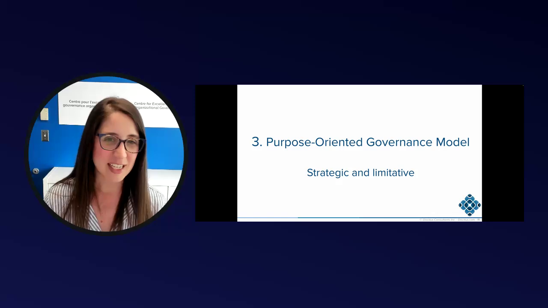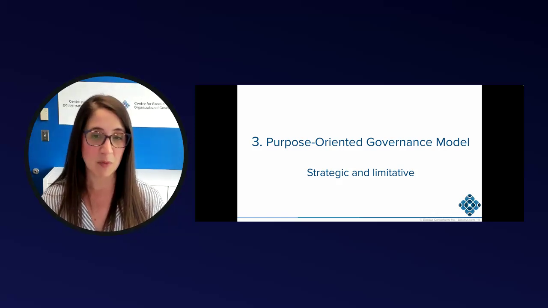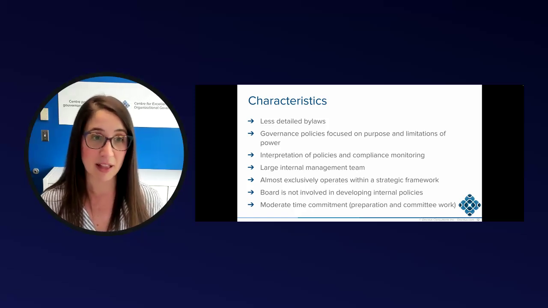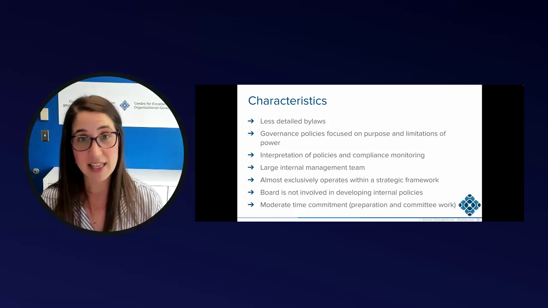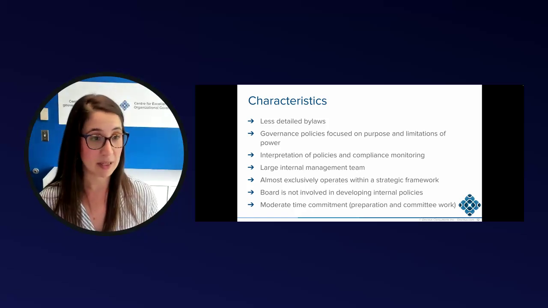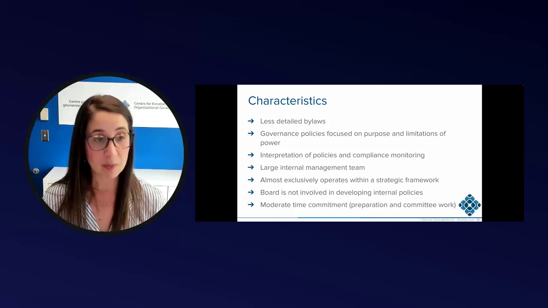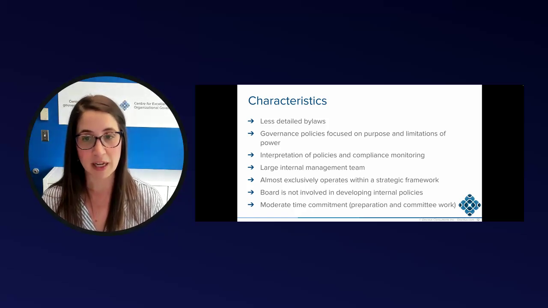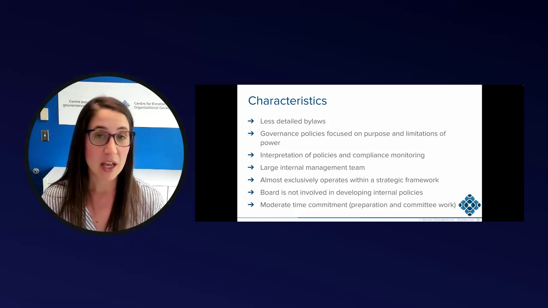And the last one is the purpose-oriented governance model. This one is a model that will be more strategic and limitative. A few characteristics: the bylaws will be even less detailed. There will be governance policies that are focused on purpose and limitations of power. The board will be involved in interpretation of policies and really involved in compliance monitoring. That's a big chunk of what they'll be doing.